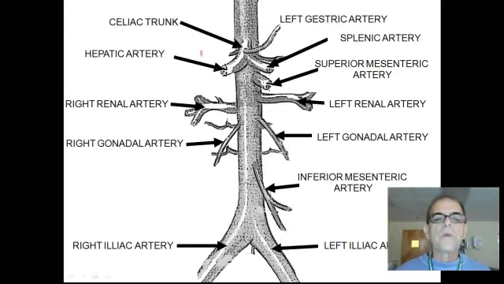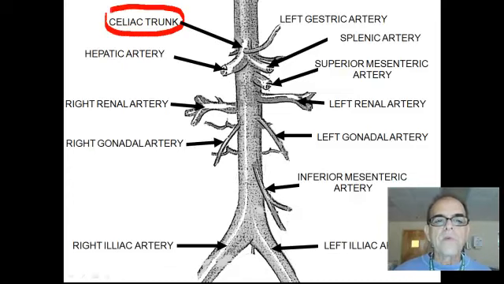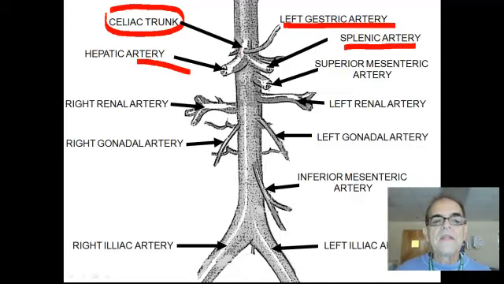You can see here to review the celiac trunk, the first branch that you can see with ultrasound, and the three branches: the hepatic artery, the splenic artery, and the left gastric artery. The hepatic artery and the splenic artery give the shape of a beard that you can see in the ultrasound when you are scanning transverse the proximal part of the aorta.